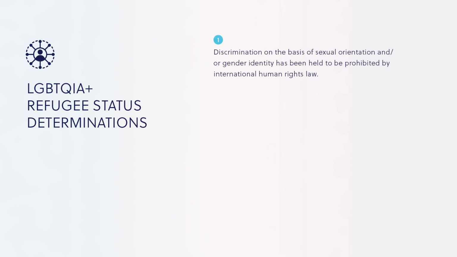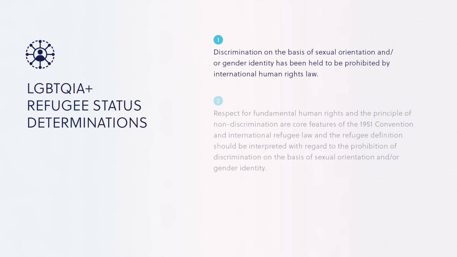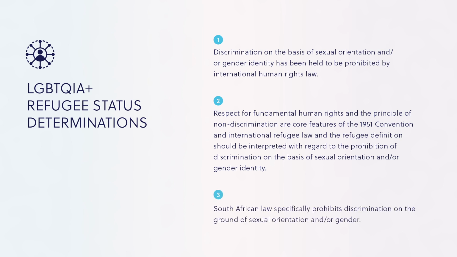LGBTQIA+ refugee status determinations. Discrimination on the basis of sexual orientation and/or gender identity has been held to be prohibited by international human rights law. Respect for fundamental human rights and the principle of non-discrimination are core features of the 1951 Convention and international refugee law, and the refugee definition should be interpreted with regard to the prohibition of discrimination on the basis of sexual orientation and/or gender identity. South African law specifically prohibits discrimination on the ground of sexual orientation and/or gender.